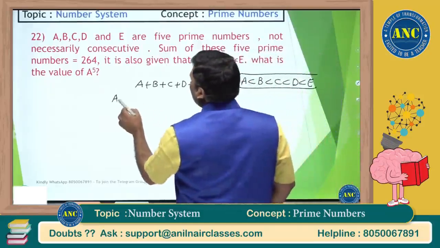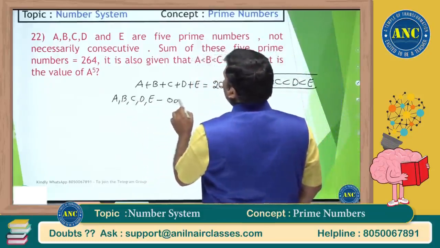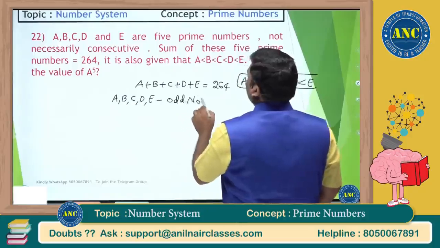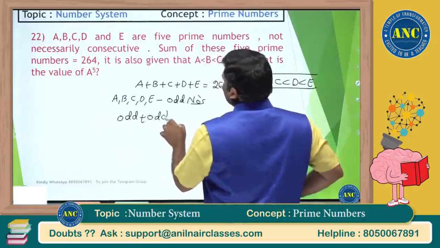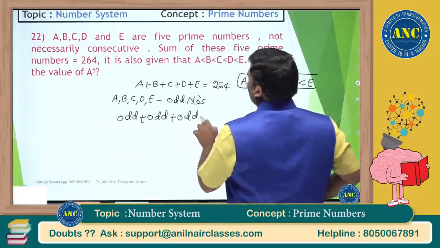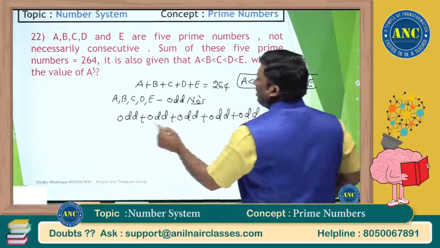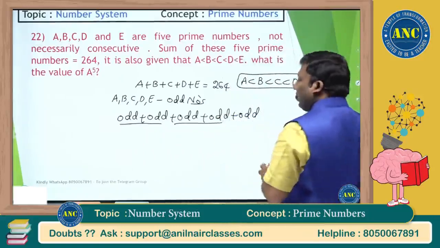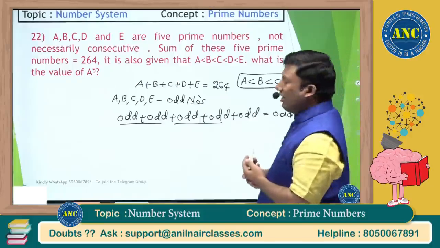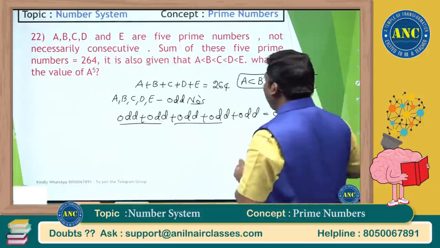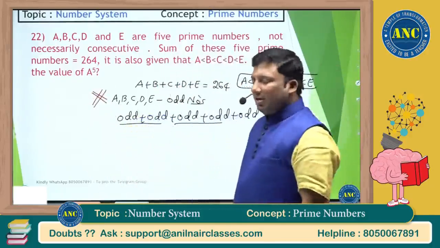Assume all these numbers are odd numbers. If I assume that all these numbers are odd, what will be the logic? Odd plus odd plus odd plus odd plus odd. Odd plus odd is an even number. Even plus odd is an odd number. But 264 is an even number. That means all the 5 numbers cannot be odd.